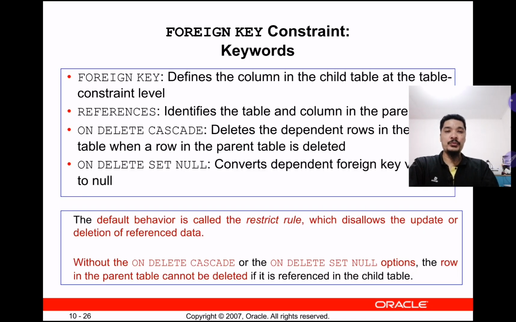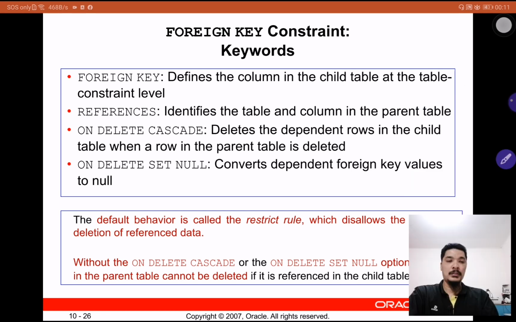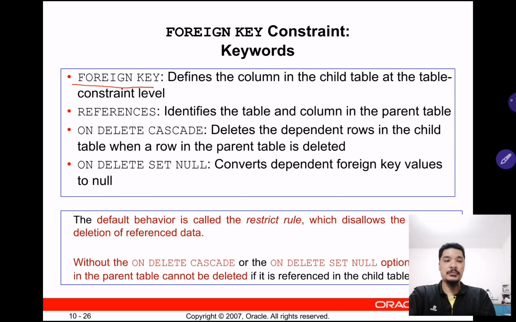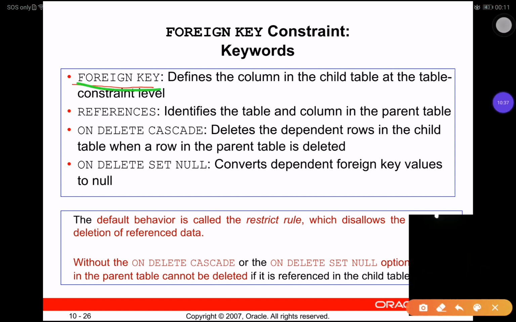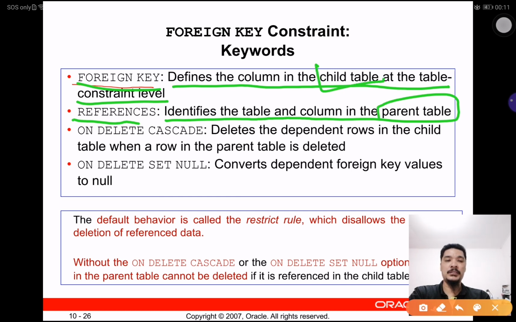Foreign key constraint keywords. Okay. Foreign key defines the column in the child table at the constraint level. Reference identifies the table and column in the parent table. Okay, so this is the parent table. This is the child table. This is the foreign key. This is the primary key.